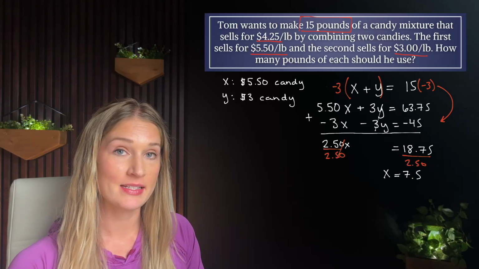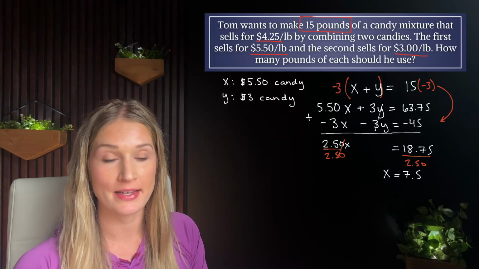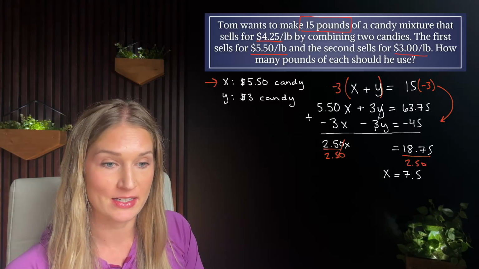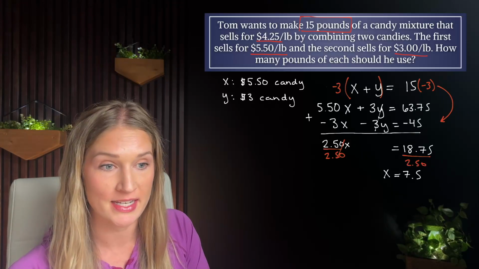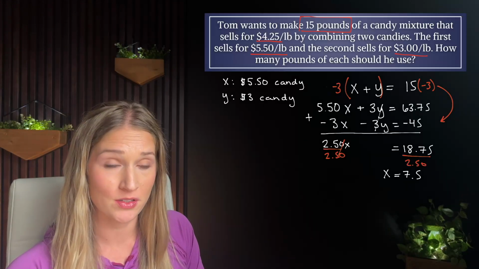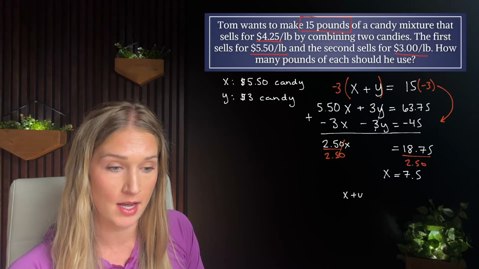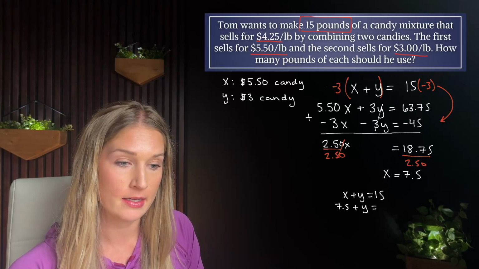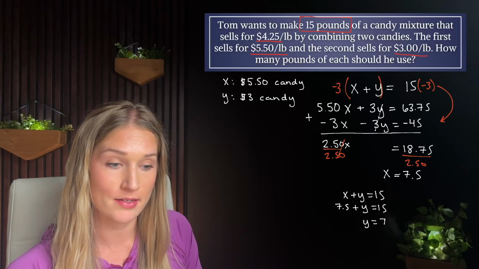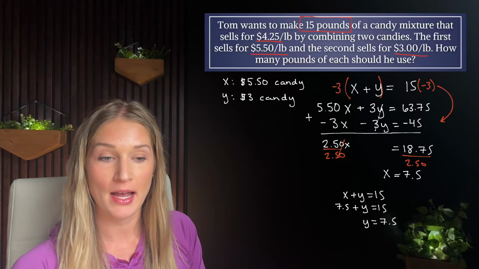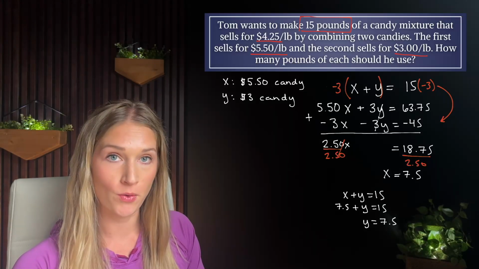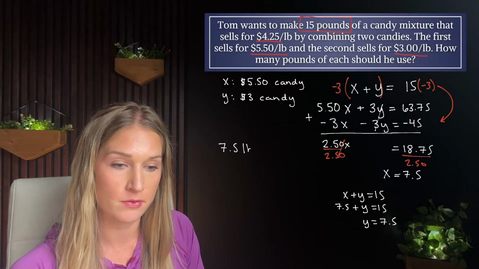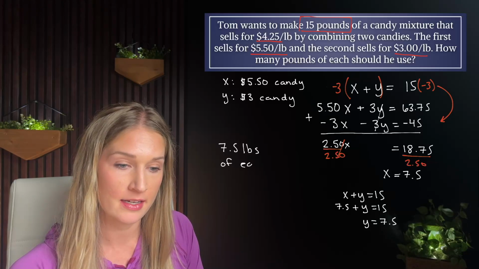So that tells me that I need 7.5 pounds of the X candy, which, if I go back up to the top here, was that $5.50 candy. So I need 7.5 pounds of the $5.50 candy. Well, we know that we need a total of 15 pounds because X plus Y equals 15. So let me throw that 7.5 in for X, and I can solve for Y. And we find that y is also 7.5. So I know that I need 7.5 pounds of both of the candies that I'm using in order to reach my goal. So I need 7.5 pounds of each candy.